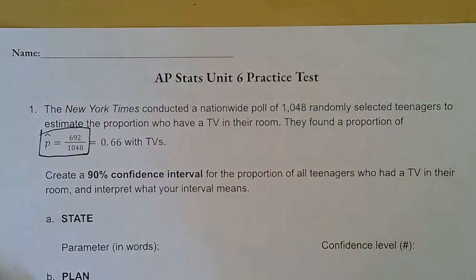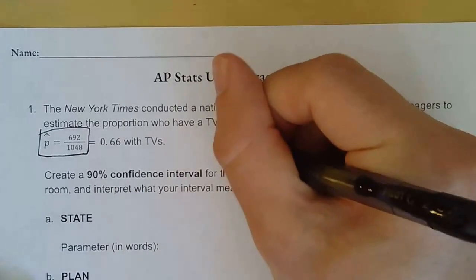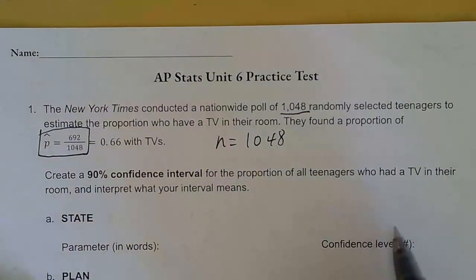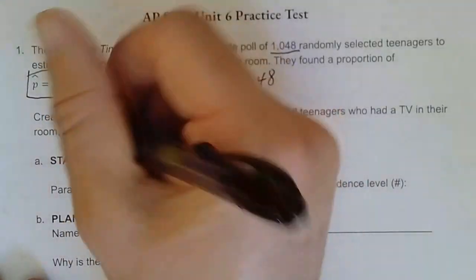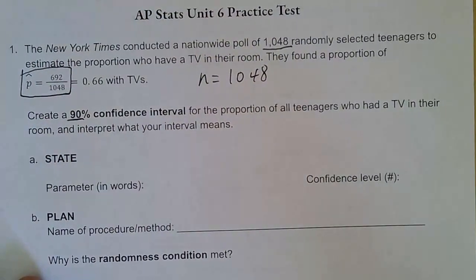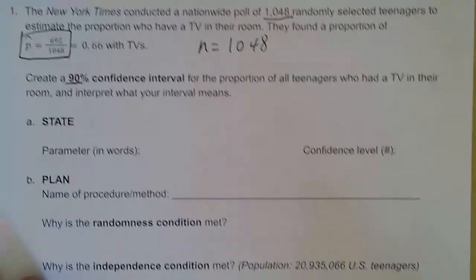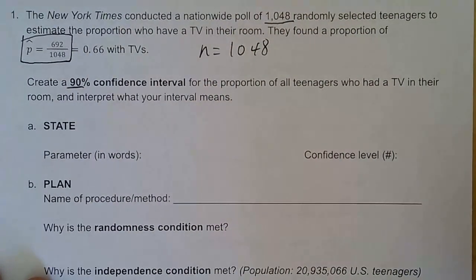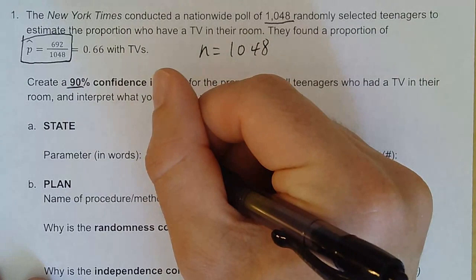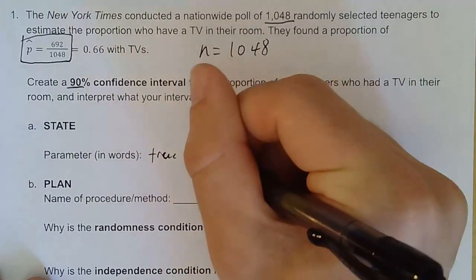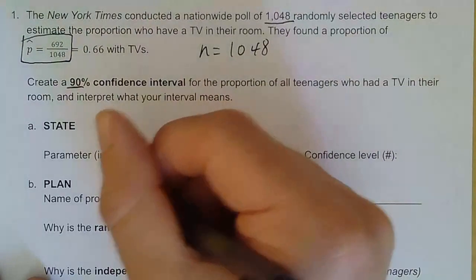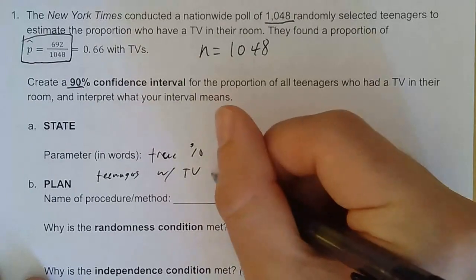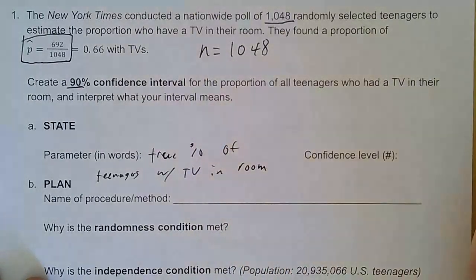And other important things to note here, this value right here is my sample size. So I'm going to mark that down. It's a good practice just to make sure you know what your p hat and your n are. And we're making a 90% confidence interval, which is very important. Okay, so what are we looking for? Well, we're looking for the true percent of teenagers with TV in room. Okay, that's what I'm looking for.